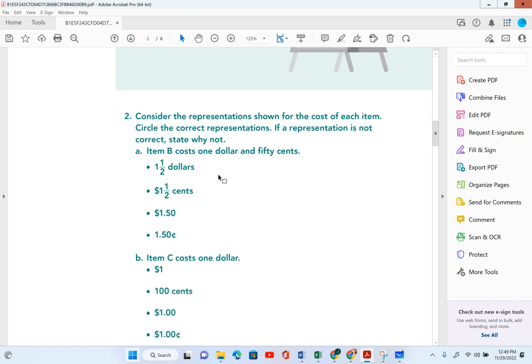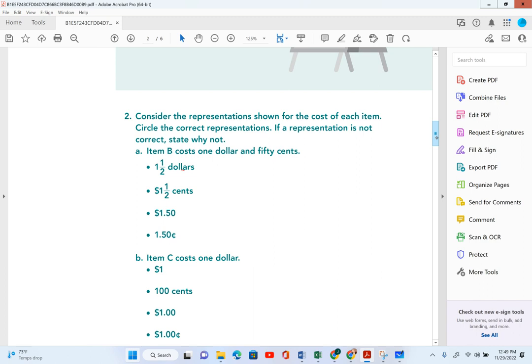And now consider the representations shown for the cost of each item. Circle the correct representations. If the representation is not correct, state why not. If item B costs $1.50, well, 1/2 is 0.5, or $1.50. So 1.5 would be $1, 50 cents. So that would be correct. $1.50 is not correct because it's not a half a cent, and you have dollars and cents mixed in here.